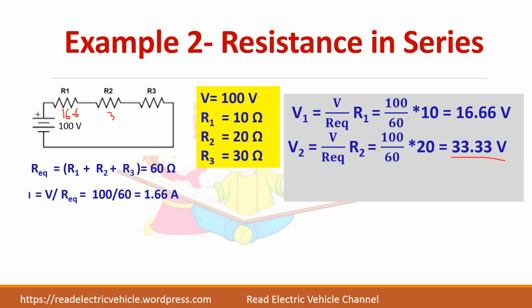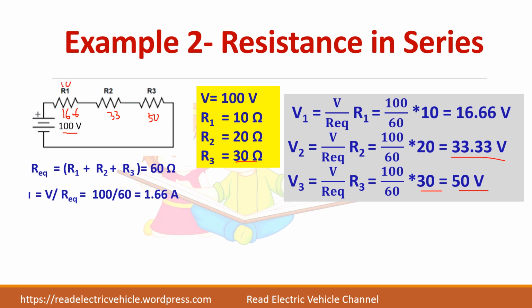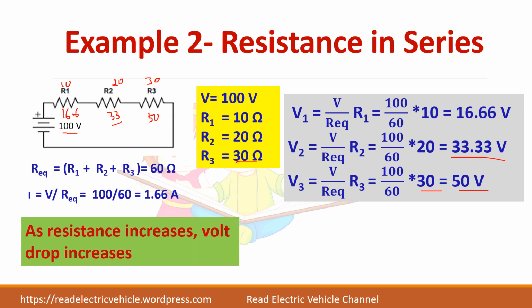So here 33 volts is there, and for V3 you change the resistance value alone, so it comes around 50 volts. So here we have 50. If you add all these three, it will come to 100 volts. You can see one thing here: this is 10 ohms, this is 20 and this is 30. For 10 ohms the drop is 16.6 volts, for 20 ohms it is 33 volts. So as the resistance increases, the voltage drop increases.